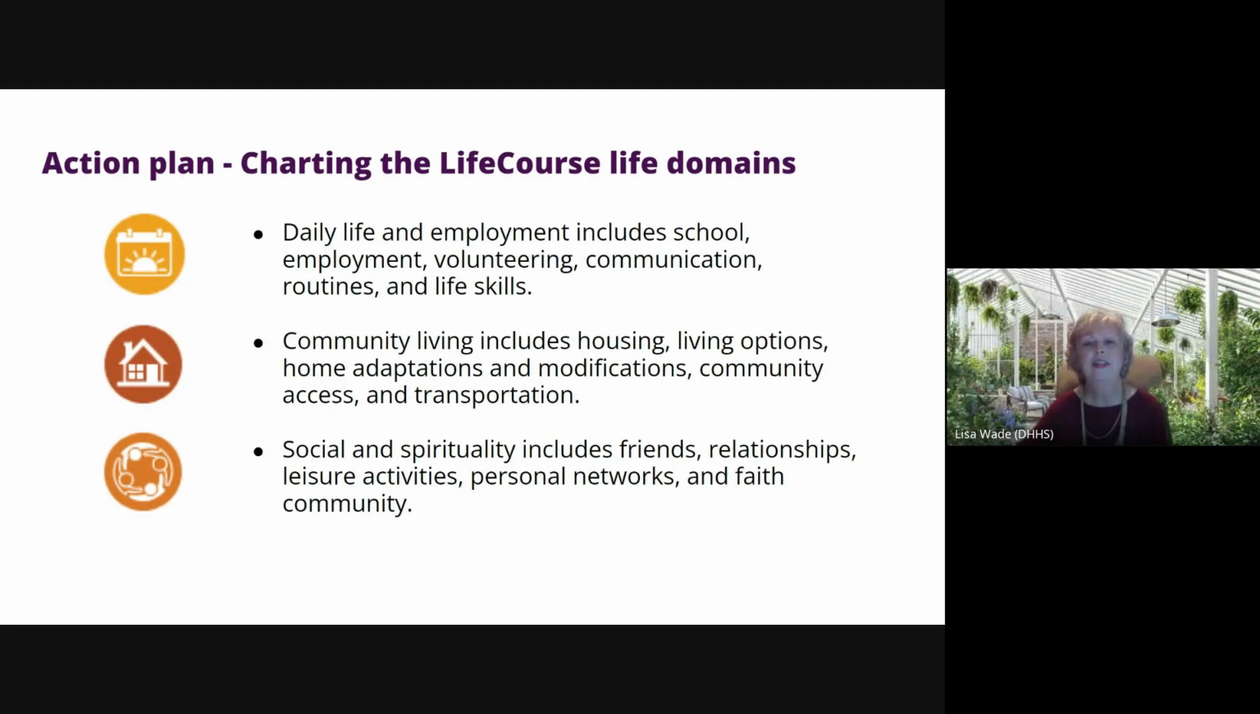So now the action plan is really the meat of the PCSP. This is where all the goals and the supports are included. And the support coordinator will talk to the person about what's important to them in all of their life domains, because people lead lives made up of specific, connected, and integrated life domains that are important to a good quality of life. And the domain areas that are included in the plan include these three on the screen: daily life and employment, community living, social and spirituality.